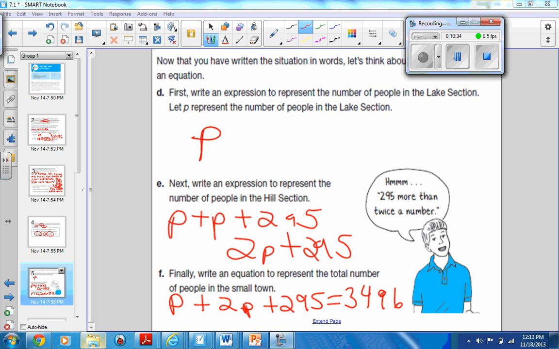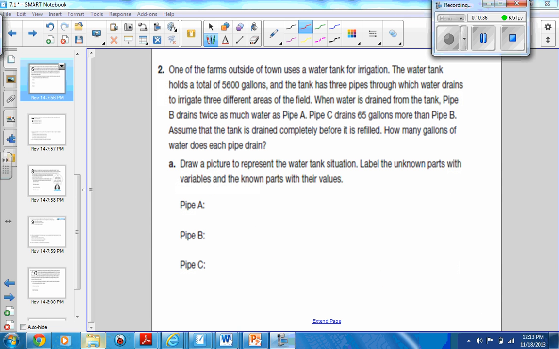So now we're going to go through a series of some problems that do just like number one did, and I want to see more. We're going to start it out together, but I want to see if you can do it more on your own as we go through these next few problems. There's three different situations. So we're on number two. One of the farms outside of town uses a water tank for irrigation.